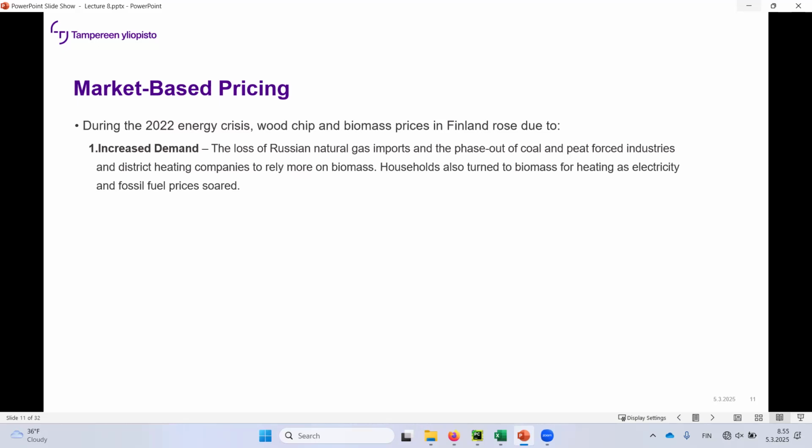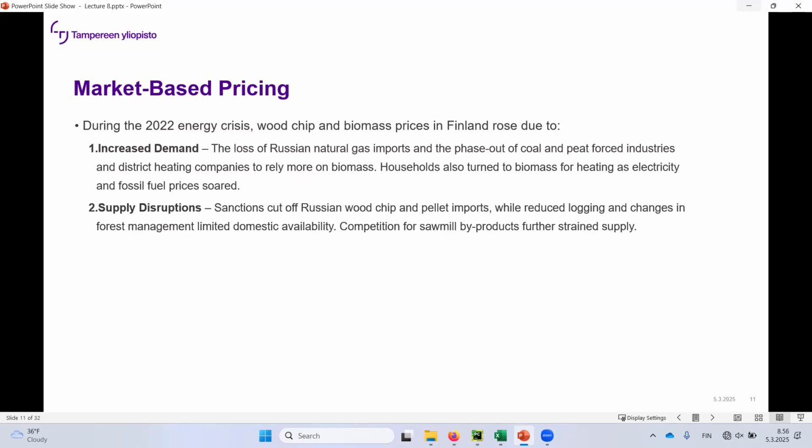because the electricity was so expensive during 2022. And also due to the post-corona kind of industrial resurgence, what happened is that coal and natural gas prices went up. So supply disruptions, so sanctions cut off Russian wood chips and pellet imports. We didn't have the Russian biomass that we could rely on.